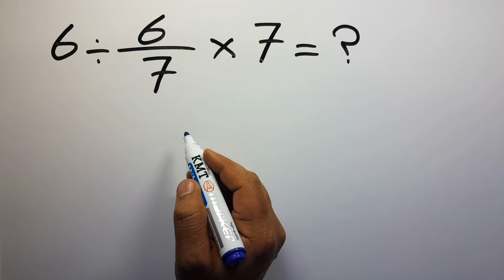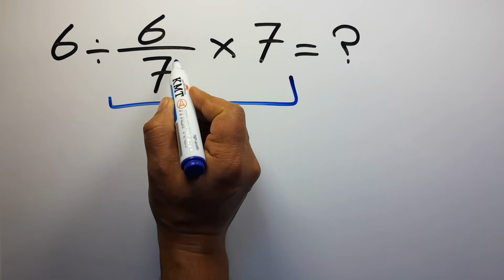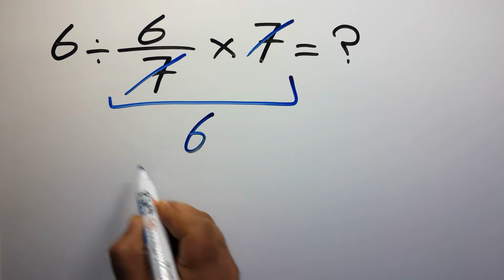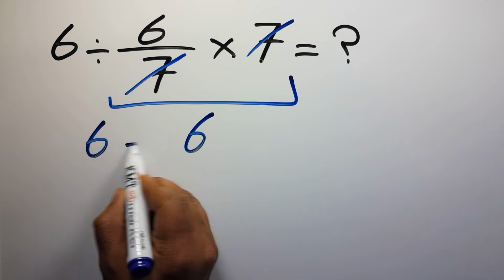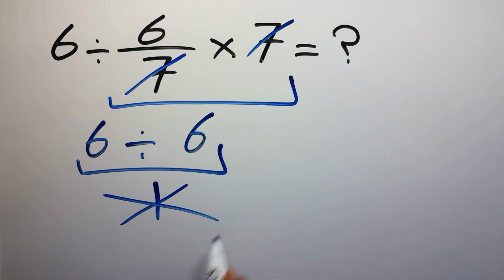First, we do this multiplication, 6 over 7 times 7. We can easily cancel this 7 and this 7. So here we have just 6. And 6 divided by 6 gives us 1. But this answer is not correct.